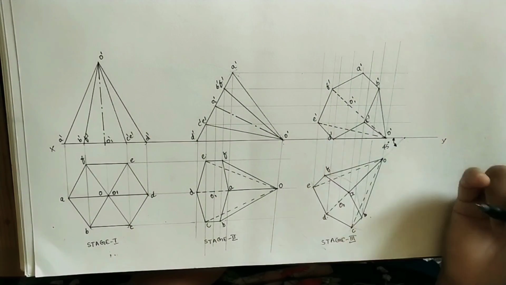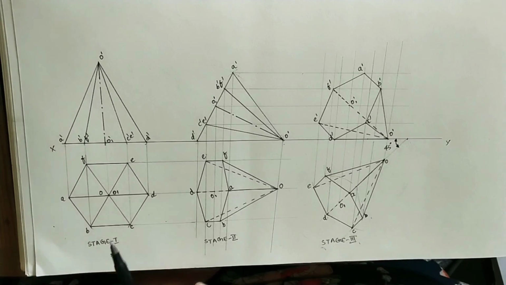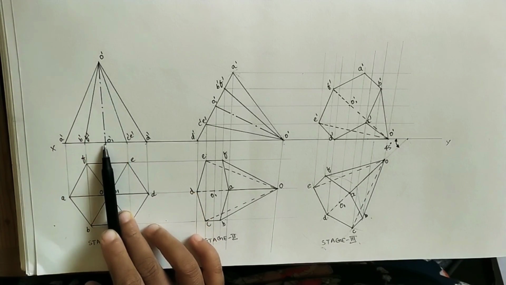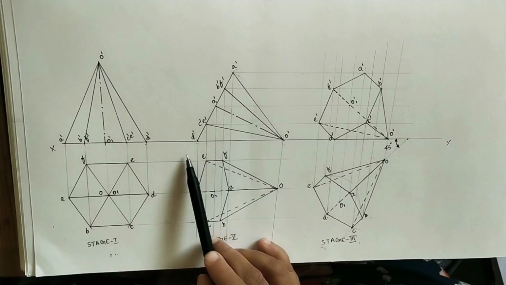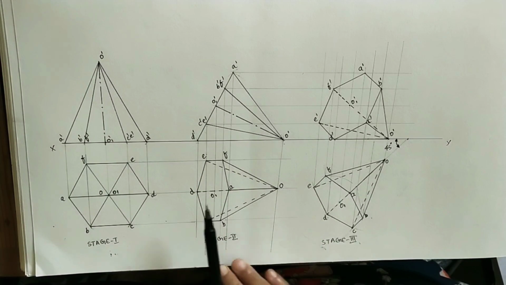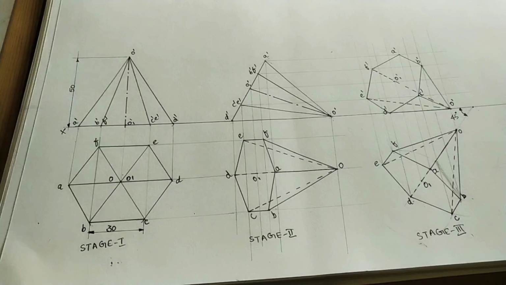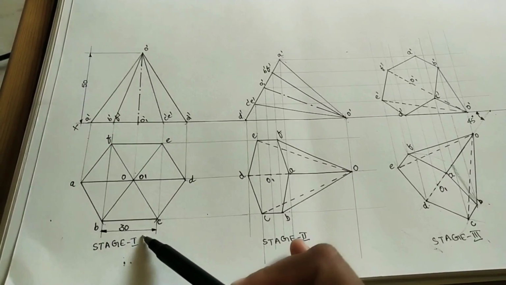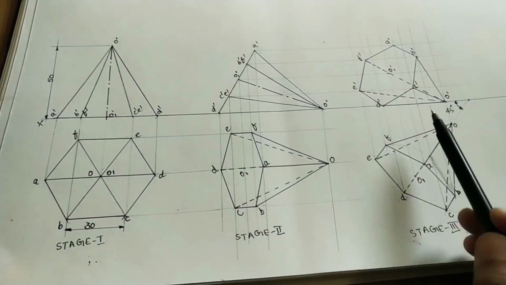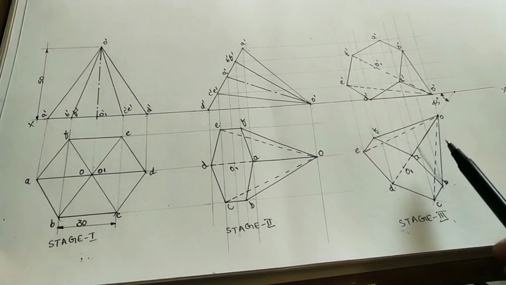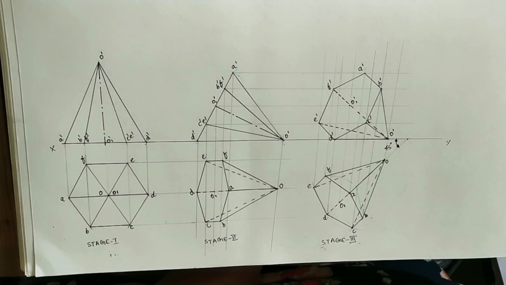This is the final front view and the final top view in stage 3. Here stage 1 is the assumption. We are taking axis perpendicular to the ground. In stage 2, one of the slant edges, that is OD edge, is on the ground. In stage 3, this OD edge is tilting 45 degrees with VP. So in these diagrams, mark the given dimensions. Side length of the hexagon is 30 mm and the axis height is 50 mm. And here this angle is making 45 degrees with VP. These are the 3 main stages for doing the projections.